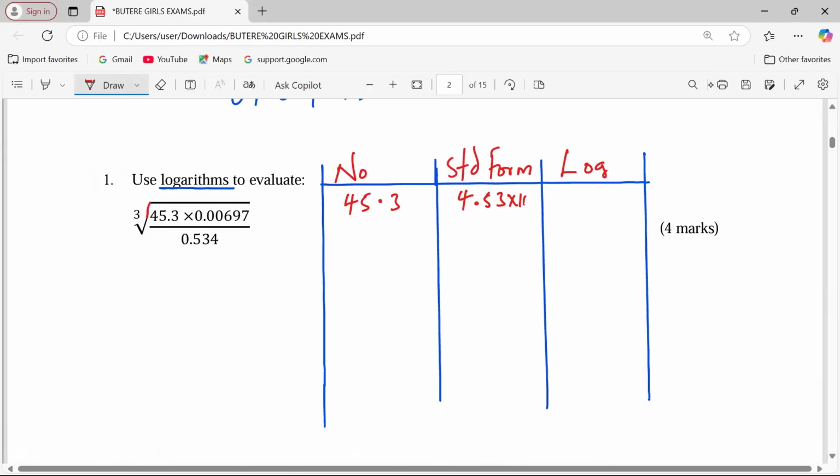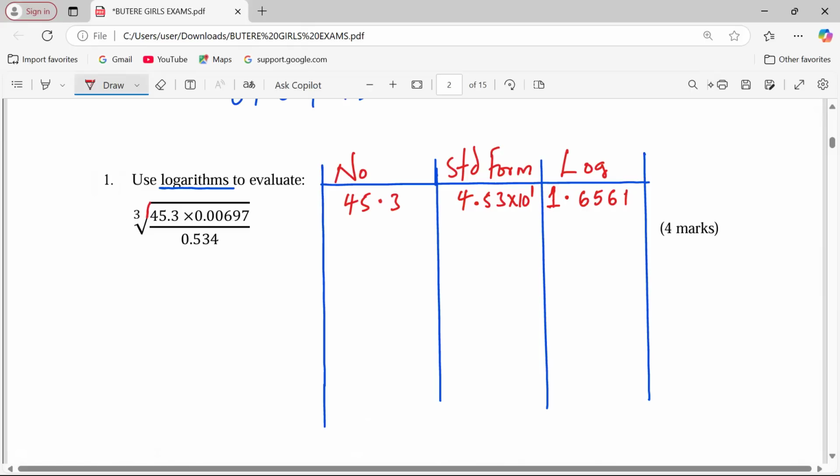4.53 times 10 power 1. So the logarithm shall be having 2 parts, whereby we have 1, then point. Now we read, 1 here is from the 10 power 1. We call that one the characteristic. Then the mantissa will come from the log of 4.53. Now I key that one into my calculator and I'm getting 0.6561. So that is the first number.